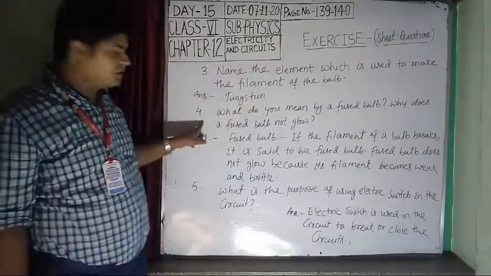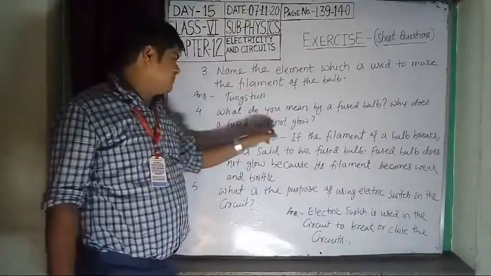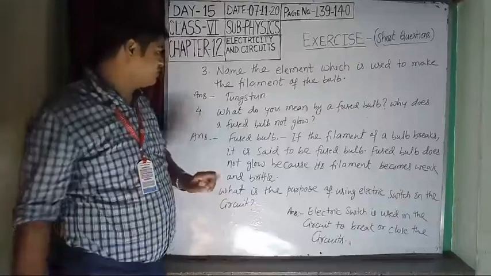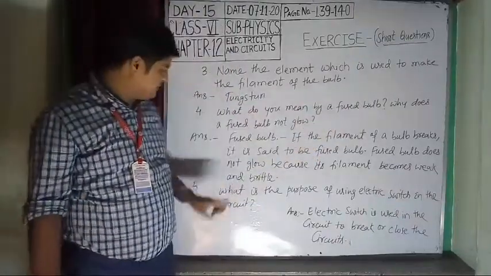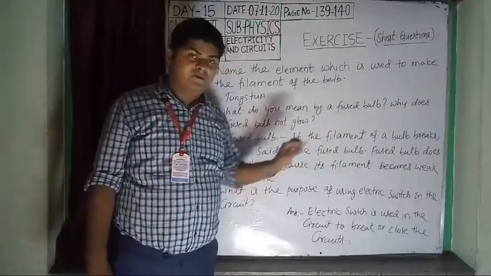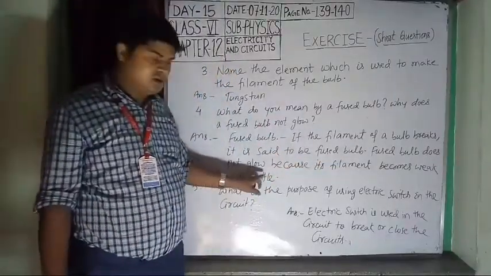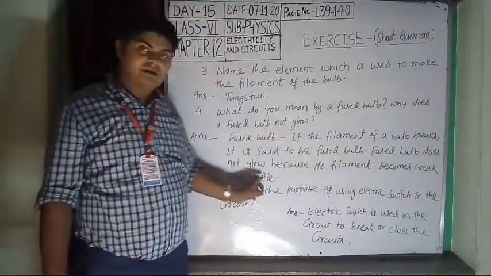Now question number 4. What do you mean by a fused bulb? Why does a fused bulb not glow? I have explained about the fused bulb. If the filament of a bulb breaks, it is said to be a fused bulb. A fused bulb does not glow because its filament becomes weak and brittle.